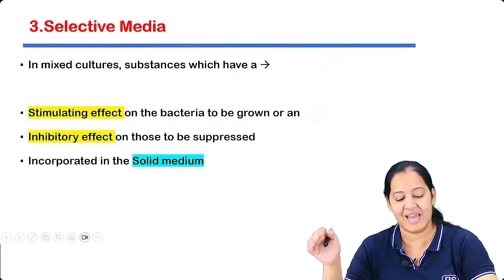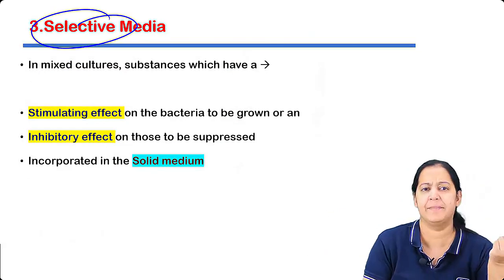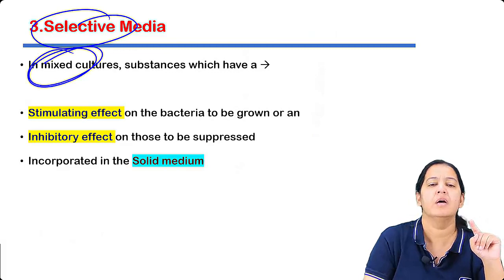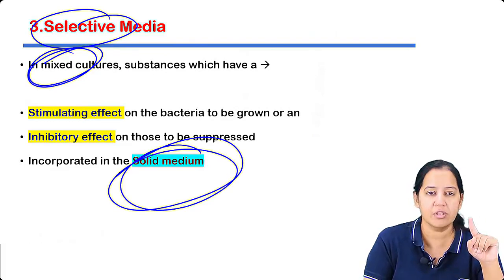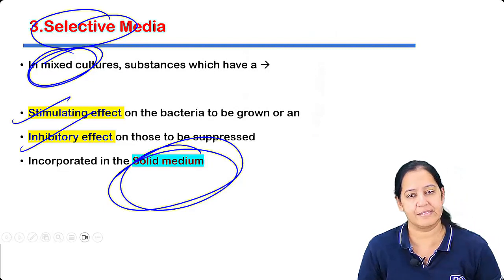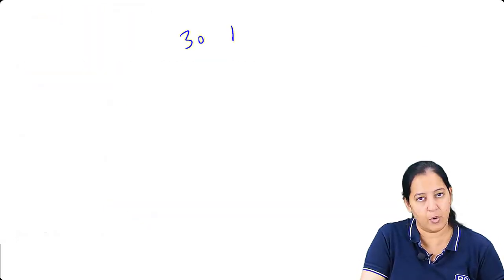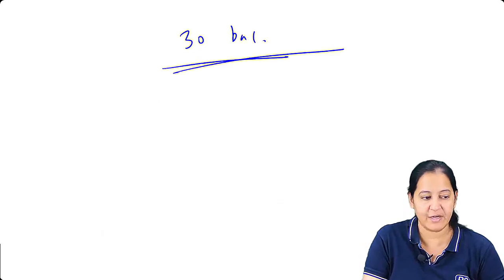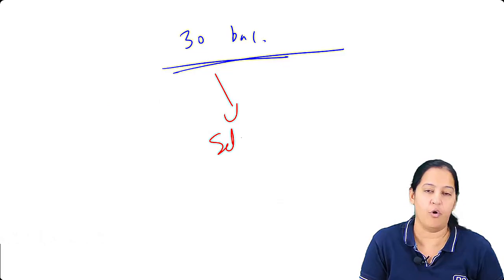So coming to selective, we are done with enrichment. Coming to the selective media, it is the same. Here also we have mixed growth, and it is a solid media. The only thing, it is not liquid. It is solid. Here also we are adding the stimulatory and inhibitory substances. Got it? So you have 30 bacteria in your syllabus. Yes or no? Tomorrow I am going to teach you all 25, 30 bacteria. You should know the selective media of all of them.